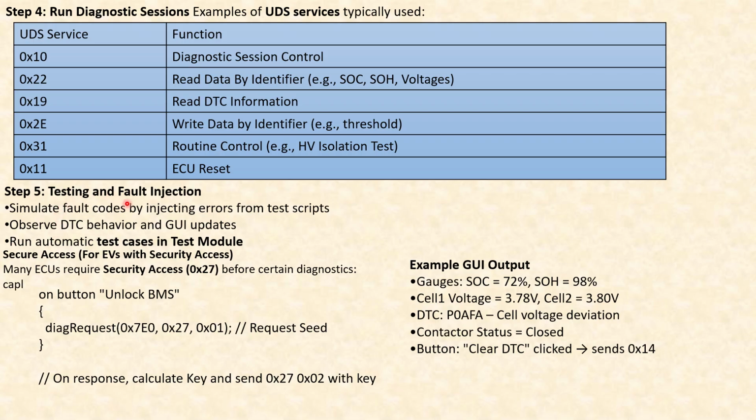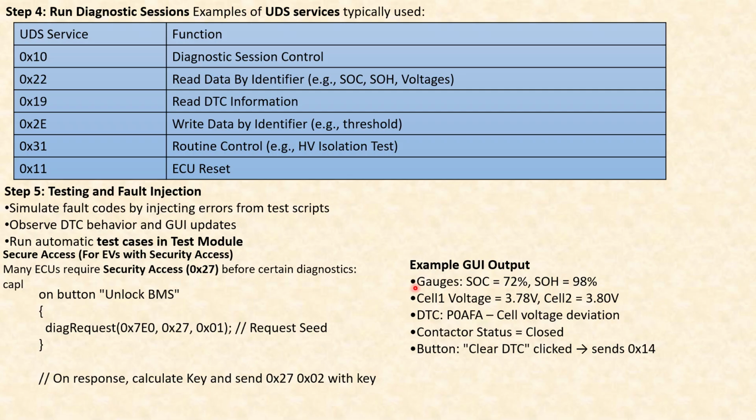Next comes the testing and fault injection. You simulate fault codes by injecting errors from test scripts. So you are deliberately injecting a fault code, and also observe the DTC behavior and GUI updates. Next, you run automatic test cases in the test module, and secure access for EVs with security access, as many ECUs require security access before certain diagnostics. All right, now this is the CAPL code that is implemented.